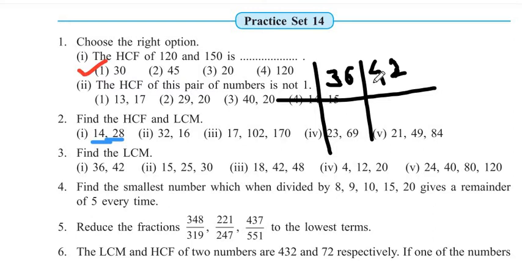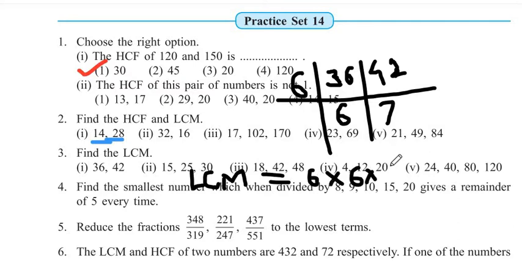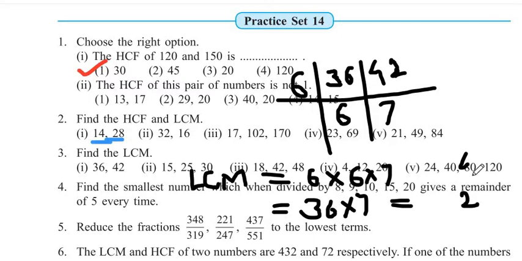Okay, so next question is find the LCM of 36 and 42. Now tell me, 36 and 42 come in which table? That is 6. Okay, 6 6s are 36 and 6 7s are 42. Again, 6 and 7 come in which table? No. And therefore your LCM of 36 and 42 is equal to 6 multiplied by 6 multiplied by 7. Okay, very easy. 6 6s are 36. Okay, 36 multiplied by 7. Now tell me, 7 6s are 42, 4 carry, 7 3s are 21 plus 4, 25. And therefore your last answer is LCM of 36 and 42 is 252.